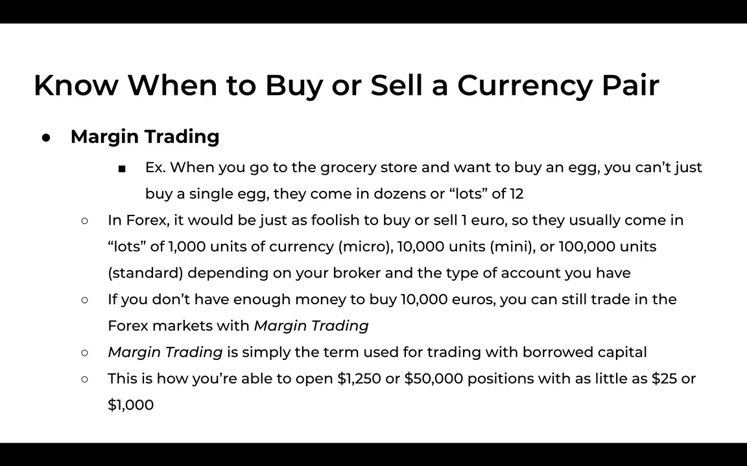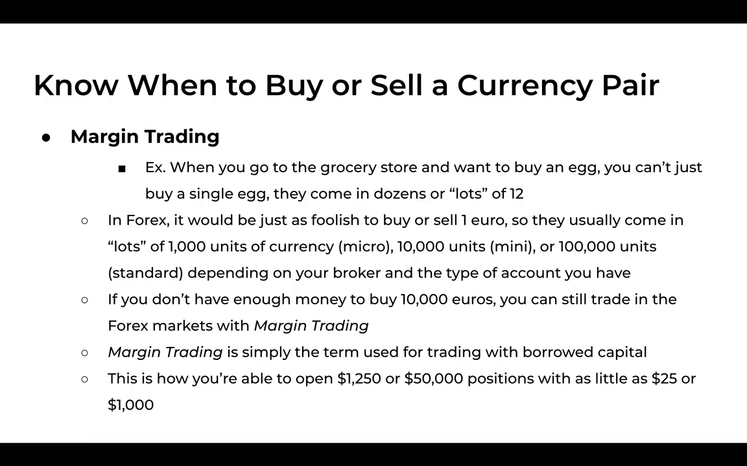Now, there's some brokerage that go below 1,000 units, but we're not going to discuss those too much right now. I'm sure we will later on. But continuing on, if you don't have enough money to buy 10,000 euros, as I said before, you can still trade in the Forex markets with margin trading. So you're still able to buy 10,000 euros as long as you are taking advantage of margin trading. So margin trading is simply the term used for trading with borrowed capital.